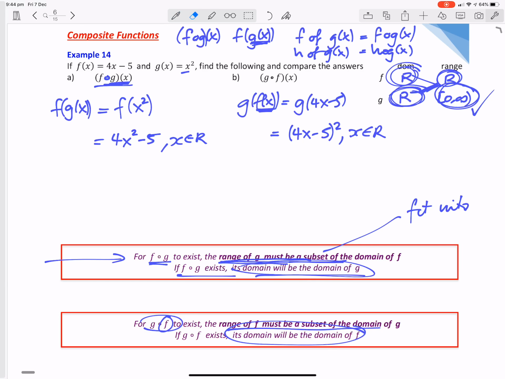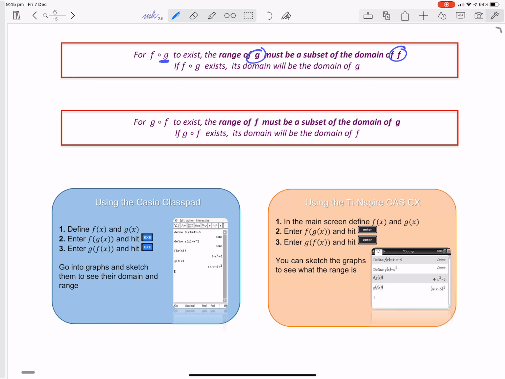Now, we started off with some nice and easy ones, just so that you can get the idea. But for fog and gof to work, the range of the inner function, so g is the inner function in this case, must be a subset of the domain of the outer function. If it does, then the domain will be the domain of g.